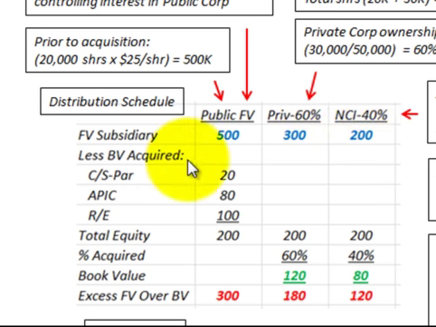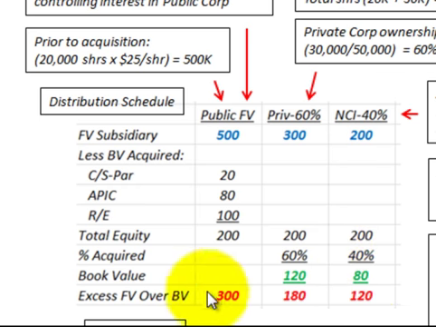So now we have to subtract out the book value here for the equity being carried by the public corporation. So we've got the list of the stocks, the additional paid-in capital, and the retained earnings here, and that totals $200,000. So the private corporation is going to get 60% of that portion, and the book value in that case is going to be $120,000. And then the non-controlling interest is going to get the 40% proportion here, and their book value is going to be $80,000.